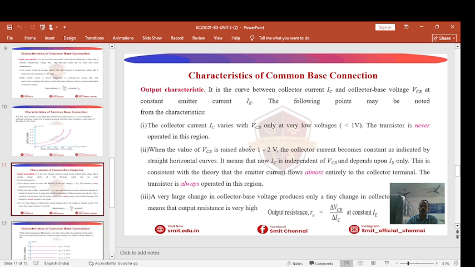Similarly, we can also have the output characteristics. The output characteristics is nothing but the variation between the collector current and the collector base voltage, keeping emitter current constant. We can also measure the output resistance, that is R0 equal to del VCB by del IC, keeping IE constant. So output characteristics, as I already told you, is the variation between the two output parameters.